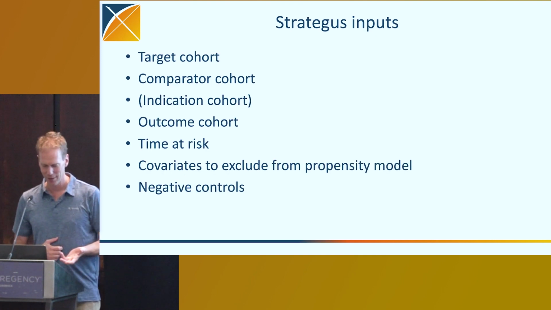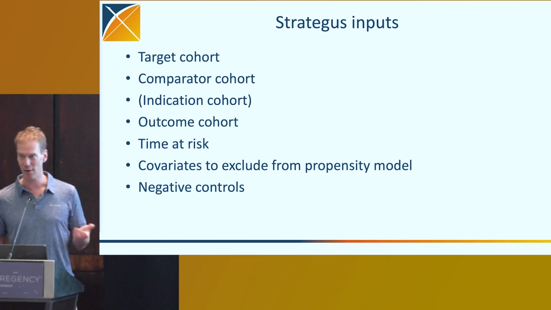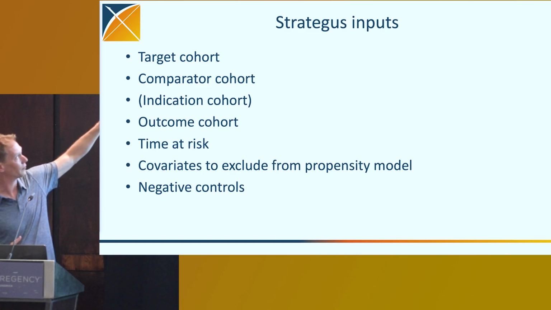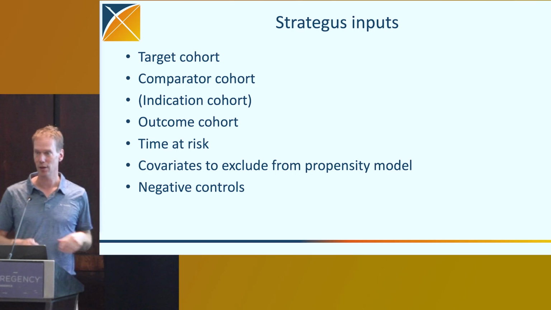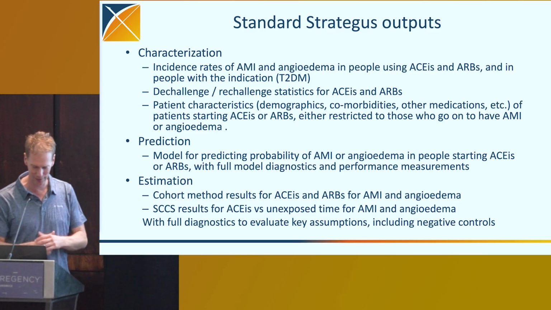All right, so ultimately what we now did very quickly is we defined the inputs for this software program called Strategus that Linying and Tara also will run you through. A target cohort, a comparative cohort. I skipped the indication cohort for time, but you have to believe me. Outcome cohort, the time at risk, the covariates to exclude from the propensity model, and then a set of negative controls.